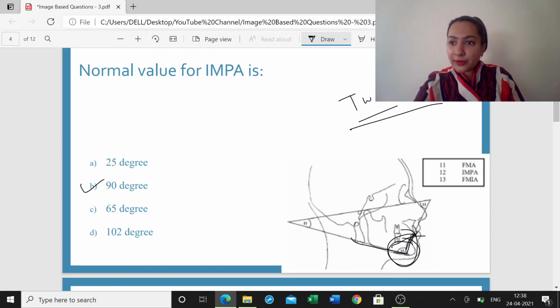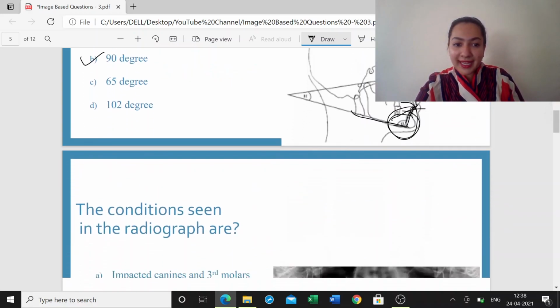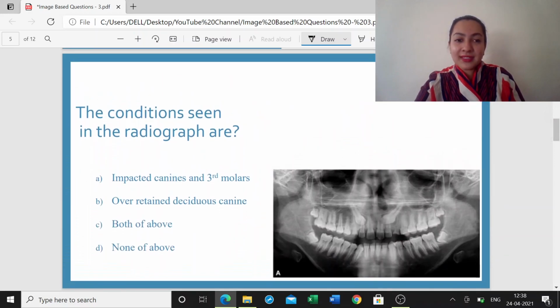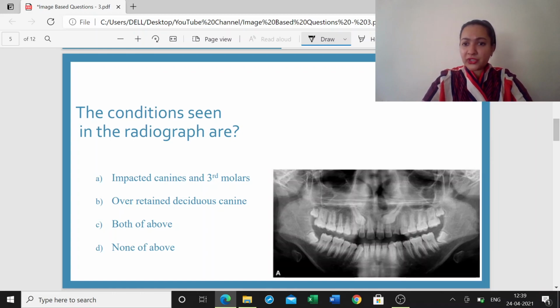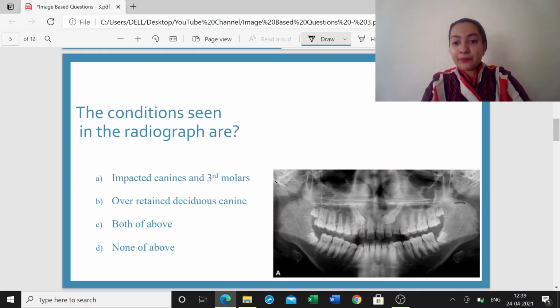Right? Moving on. The next question we have is, the conditions seen in the radiograph are, first of all, this is the figure of an OPG. Okay, so you should know what is an OPG, what is an IOPA, what is RVG, what is lateral cephalogram, frontal cephalogram, occlusograms, etc. So this is an OPG. The things which you can appreciate in an OPG are generally sinuses, temporomandibular joint, entire upper arch, entire lower arch, inferior alveolar canal. So you should know what things are visible. So here the entire dentition is absolutely visible to you.